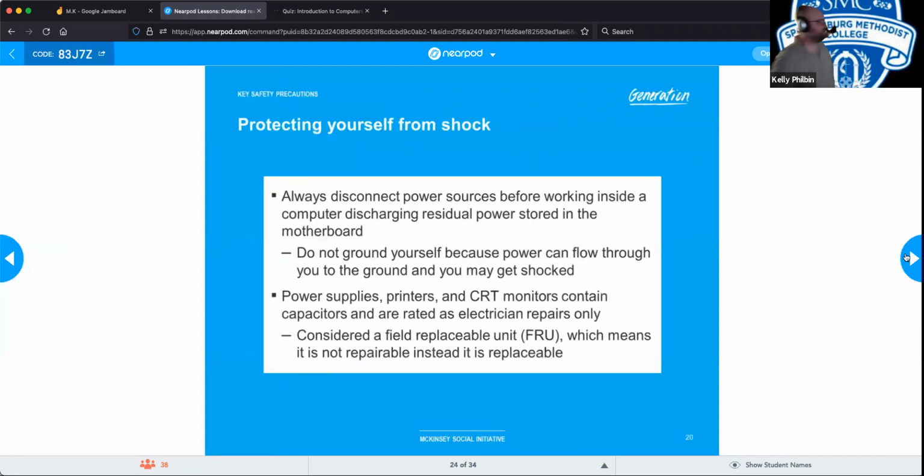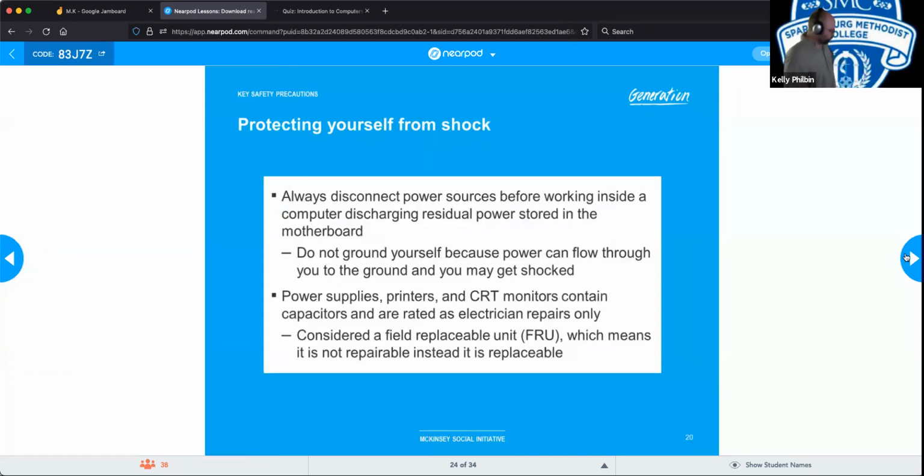So in continuing to talk about electricity, we always want to be able to protect ourselves and the equipment we are working on from shock. Like we were talking about previously, you always make sure you power down and disconnect the power source before you ever reach inside a computer.